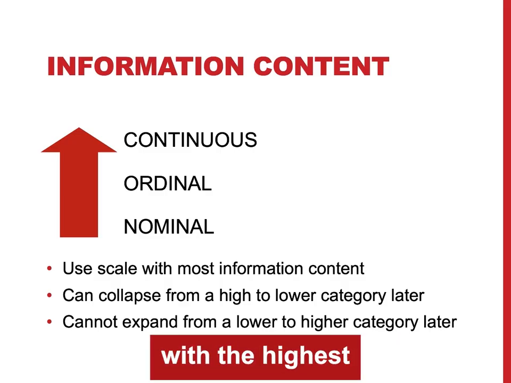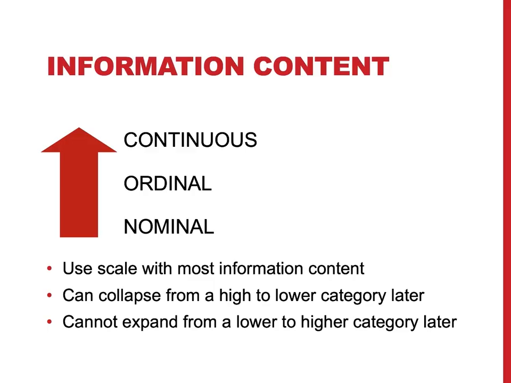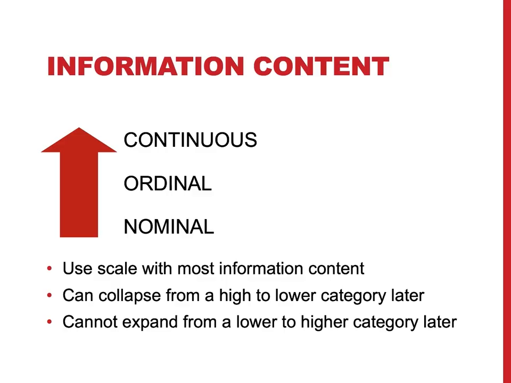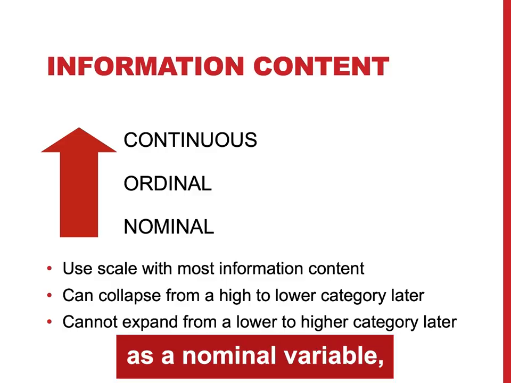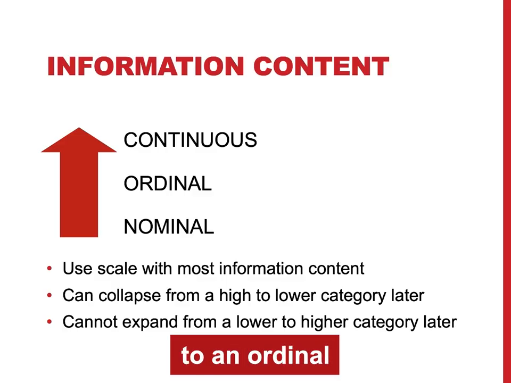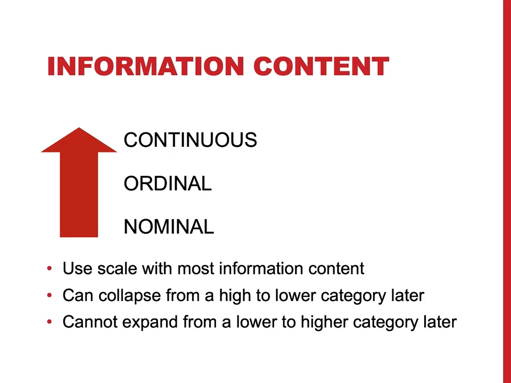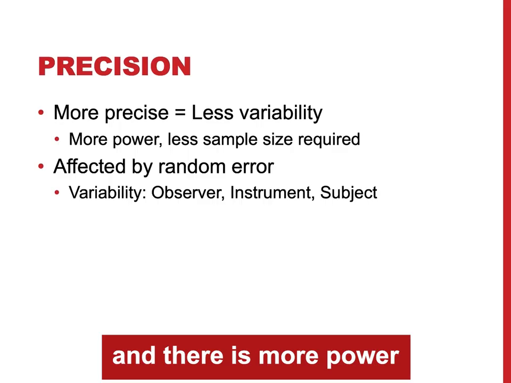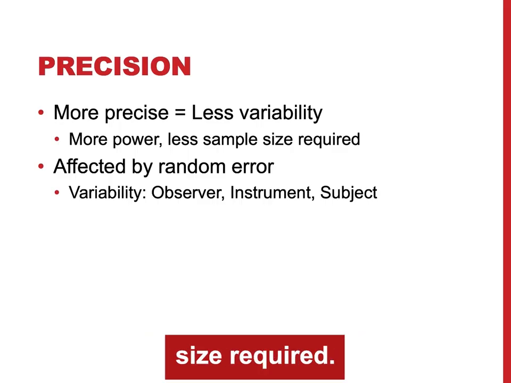Always collect the variable with the highest information content. If you collect temperature as a continuous variable, you can later convert it to an ordinal or nominal variable. If you collect temperature as a nominal variable, you cannot later convert that to an ordinal or continuous variable. When measurements are precise, they are less variable and there is more power and less sample size required.